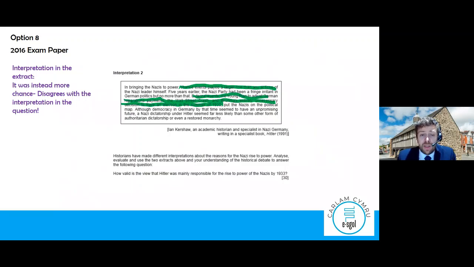So the interpretation of this extract is that it was instead much more chance that saw the Nazis rise to power. Without the Wall Street crash, without the Young Plan, without the catastrophic decision to have an election in the summer of 1930, Hitler wouldn't have risen to power. And so it disagrees with the interpretation in the question. And that's simply what you would write.